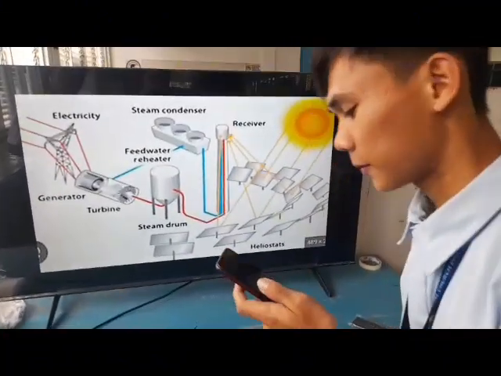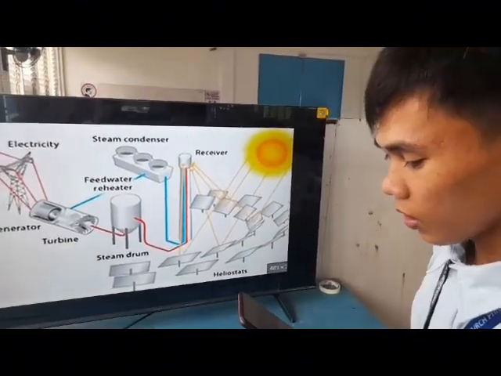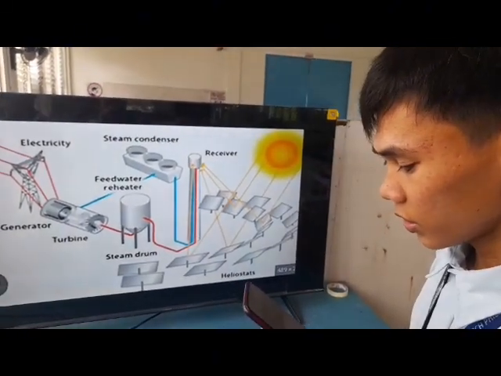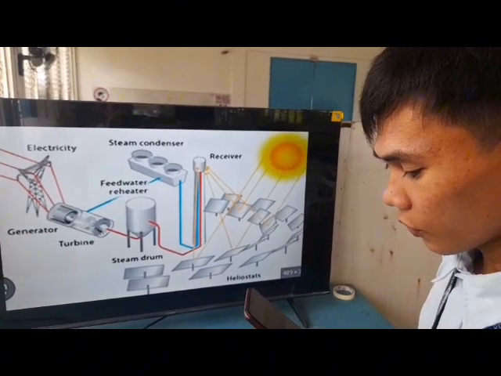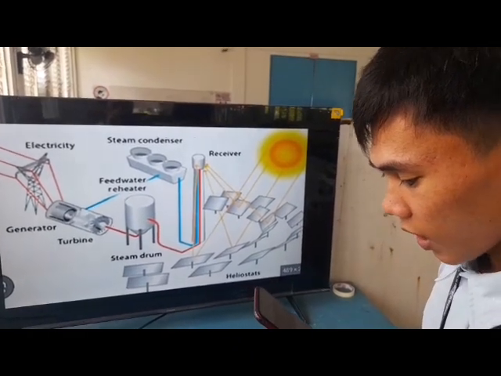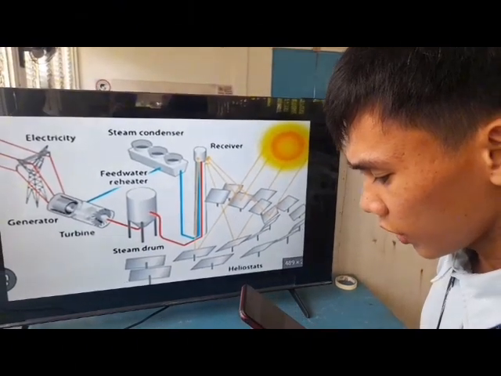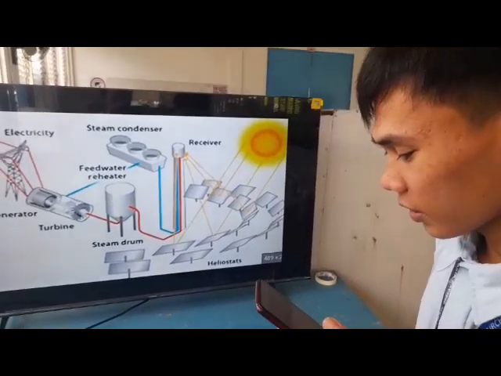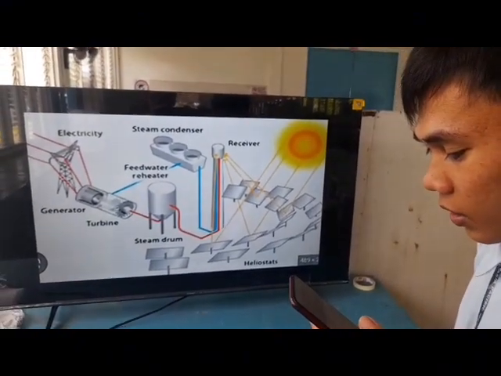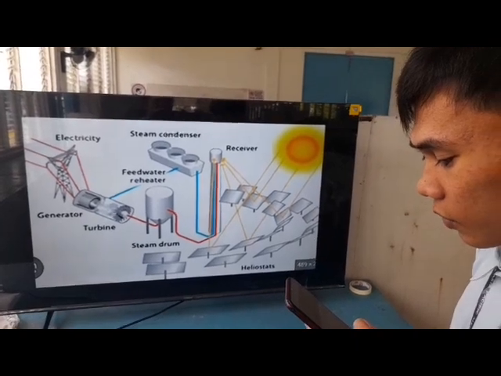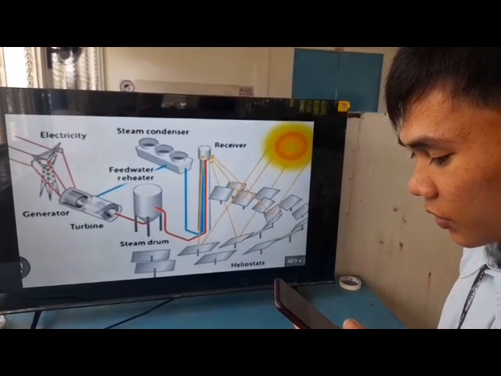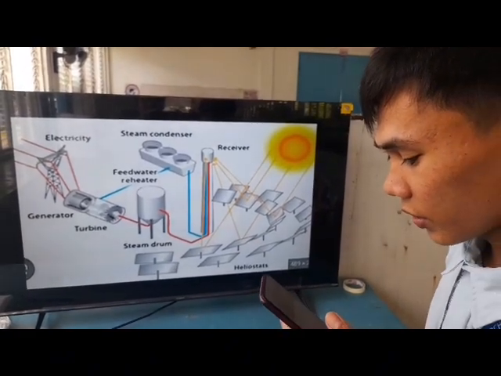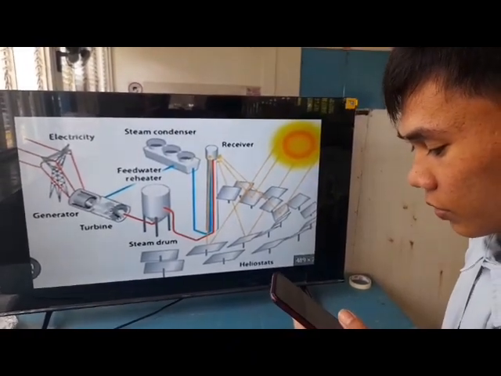Solar power tower system. Technology: solar power tower systems use an array of mirrors known as heliostats to reflect sunlight onto the central receiver tower. The receiver at the top of the tower contains a heat transfer fluid or molten salt which is used to generate steam for electricity production.